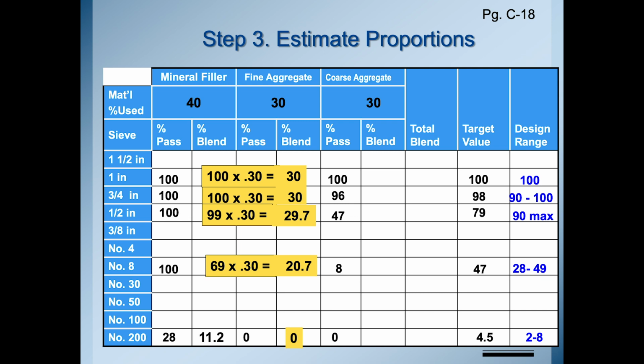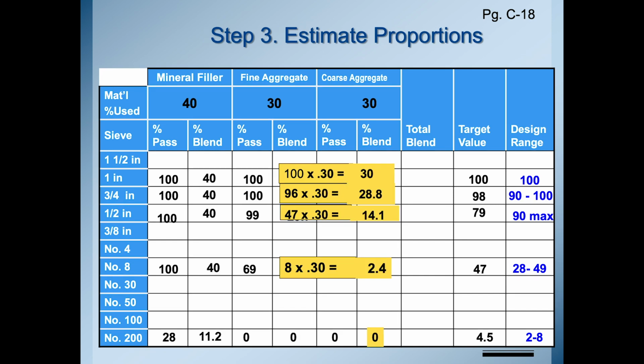In this case, we're going to go over to the fine aggregate. We had 100% passing the 1-inch sieve. You multiply that by 0.3, and you obviously get 30% of the blend is a fine aggregate. You skip down to, say, the half-inch sieve. We had 99% passing the half-inch sieve for that fine aggregate. Multiply that by 0.3, and you get 29.7. Go on down to the number 8 sieve. We had 69% passing for the fine aggregate, multiplied by 0.3, and you get 20.7. So we filled each one of those out.